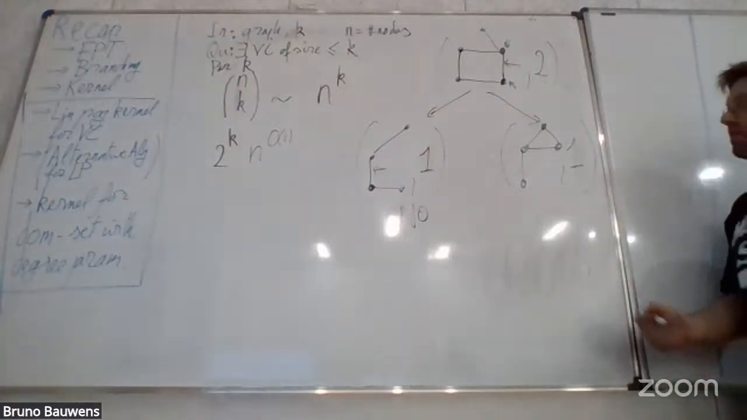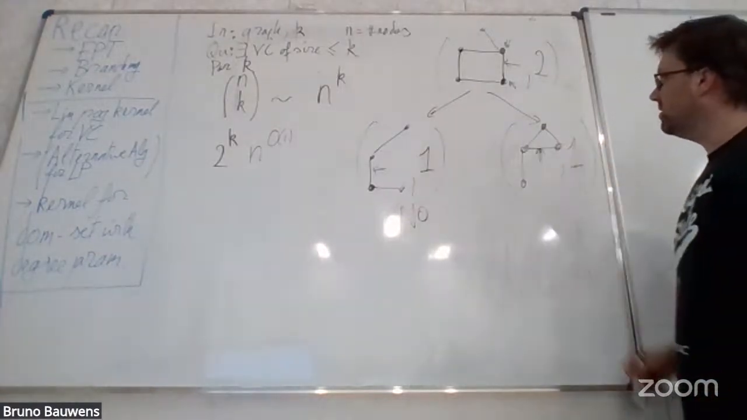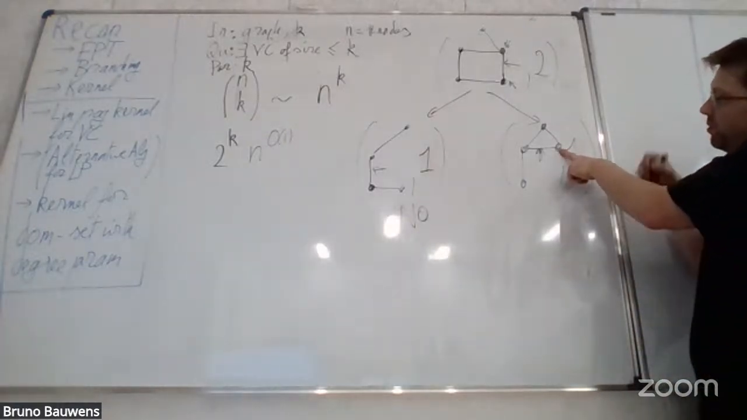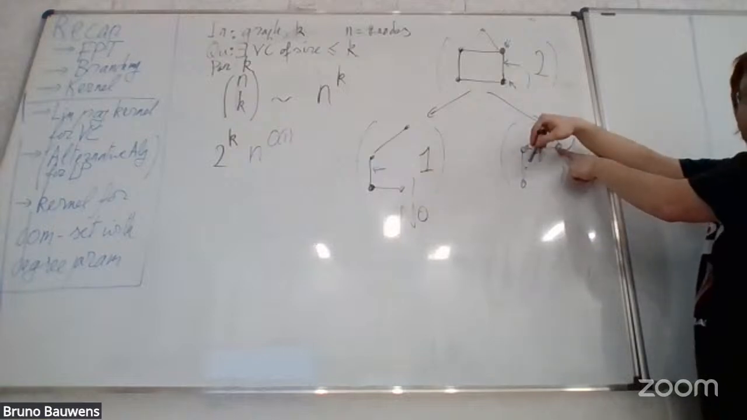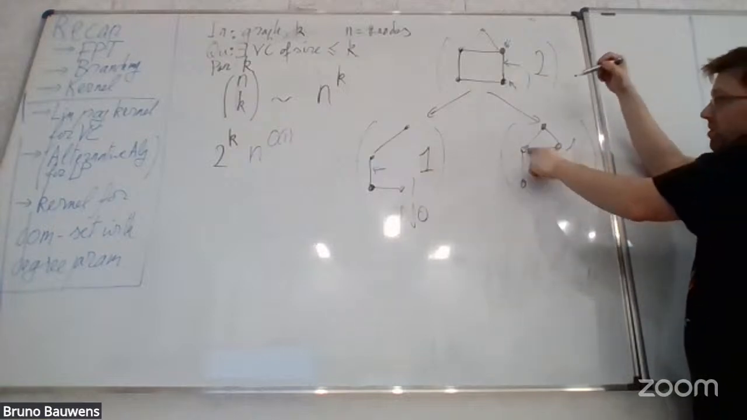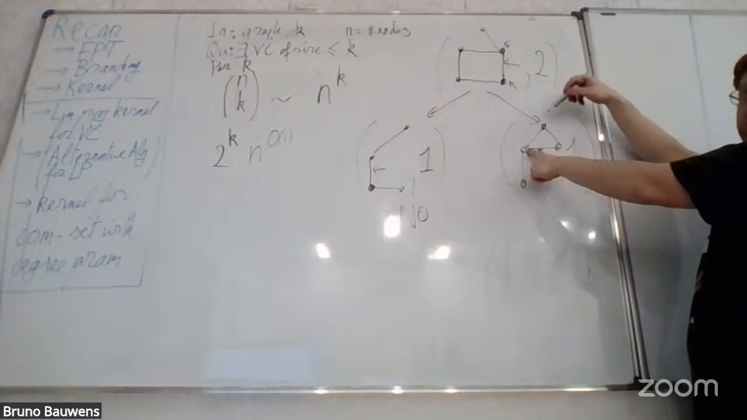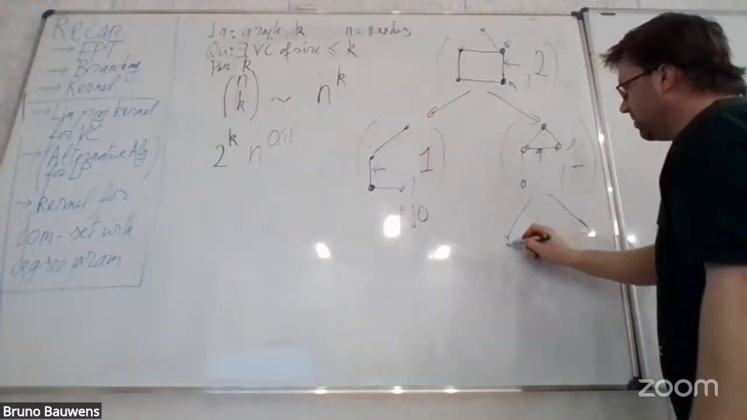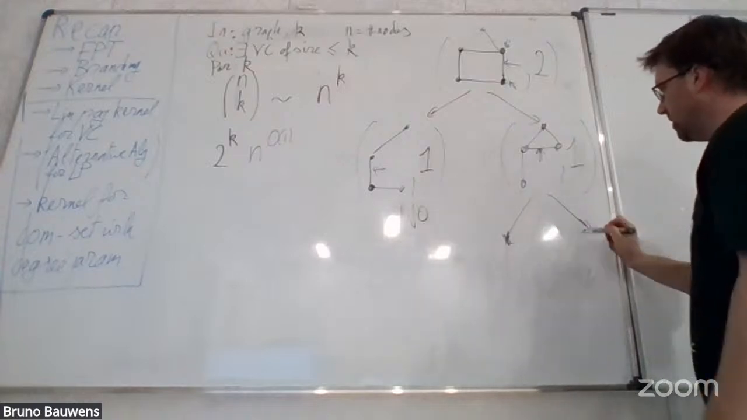Here we can again choose some edge, say this one, and remove this node. And then we lose because this edge is not covered. Or we choose this node and we lose also, because this edge is not covered. And so here we have 2 branches. And so our algorithm works in this time.